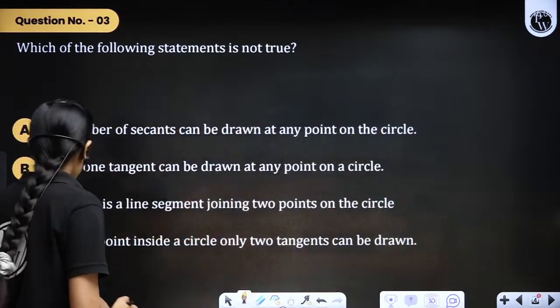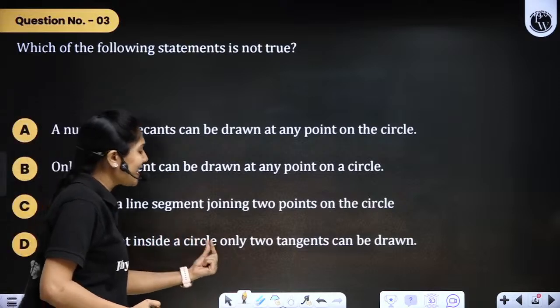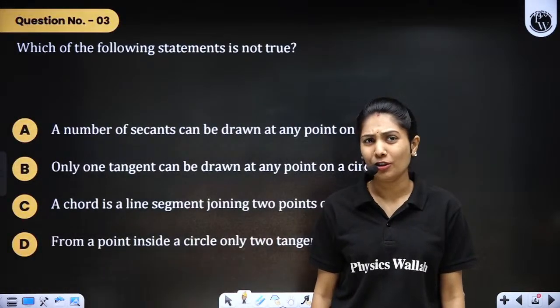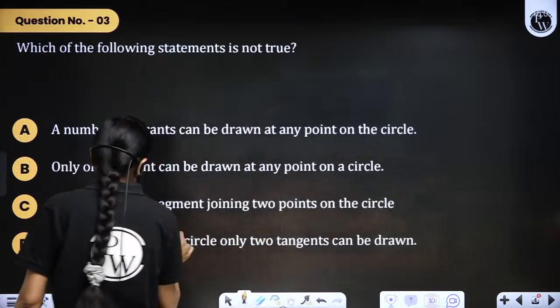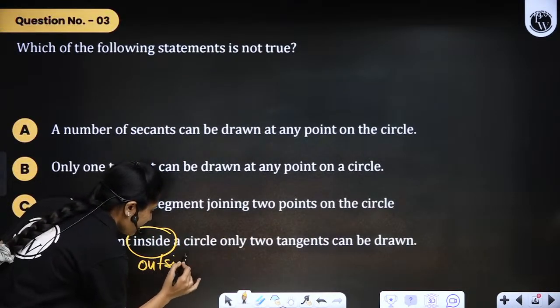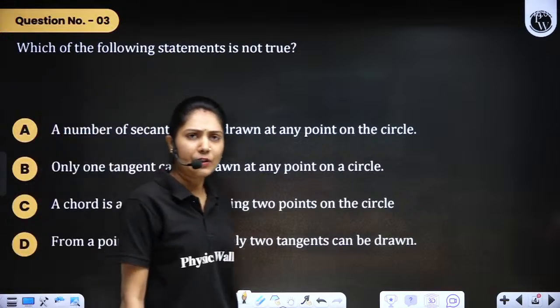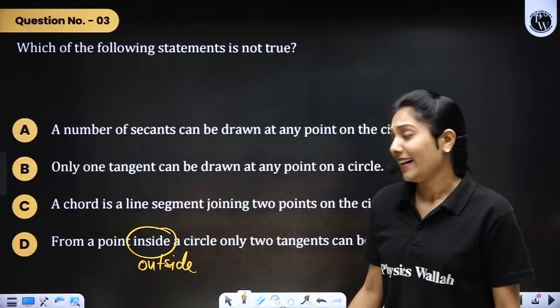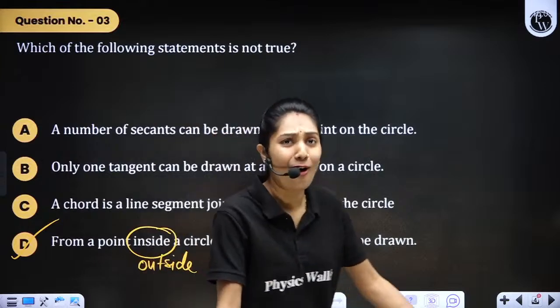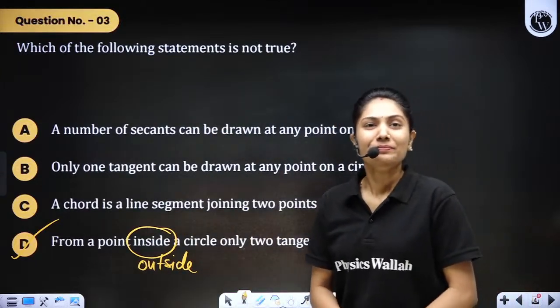And the next one is, from a point inside the circle, only 2 tangents can be drawn. Is it possible? No. Instead of inside, it should be outside. Yes, instead of inside, it should be outside, right? So the correct answer is option number D, because it is the wrong one. Okay.